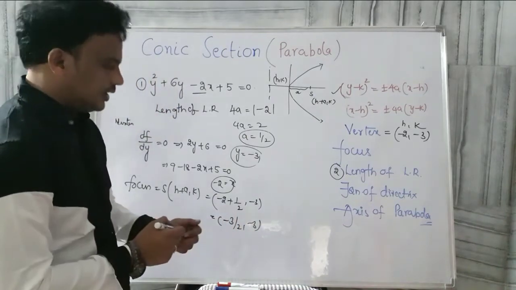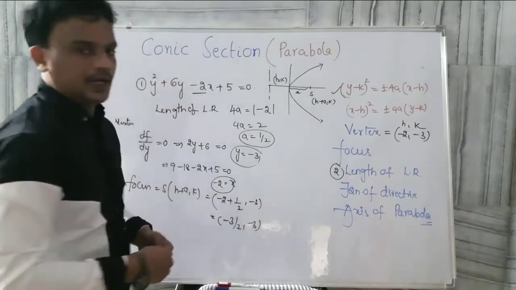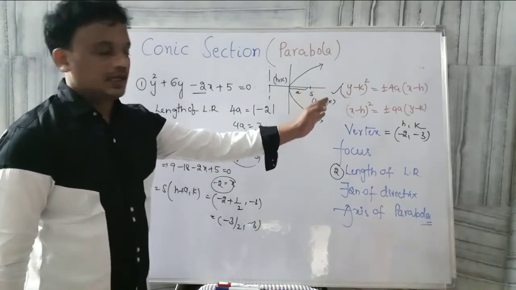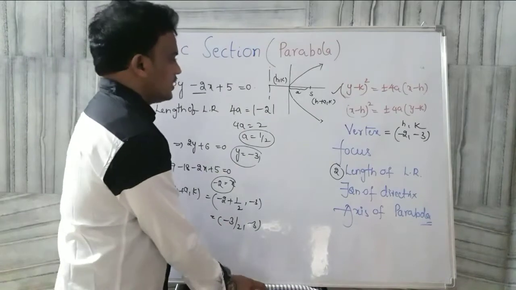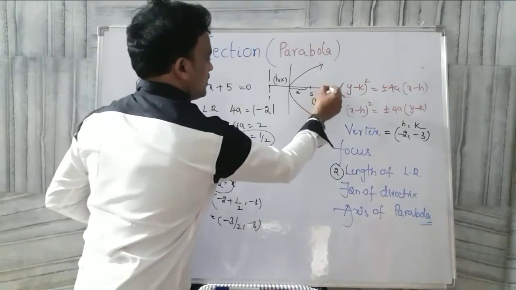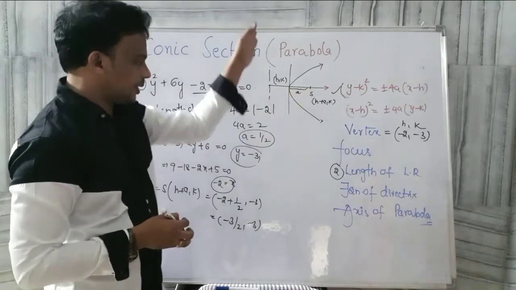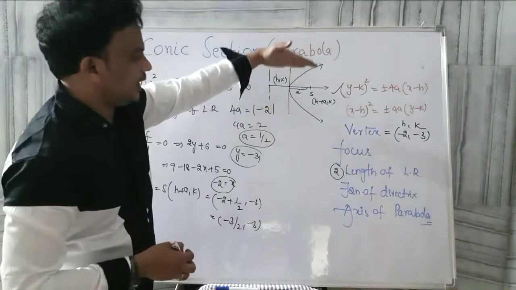Then what is the equation of the directrix, and what is the axis of the parabola? When you get this form, if the origin is shifted to the point h comma k, of course this is the axis of the parabola. That means it passes through the focus and is perpendicular to the directrix, right? And this line is parallel to the x-axis.